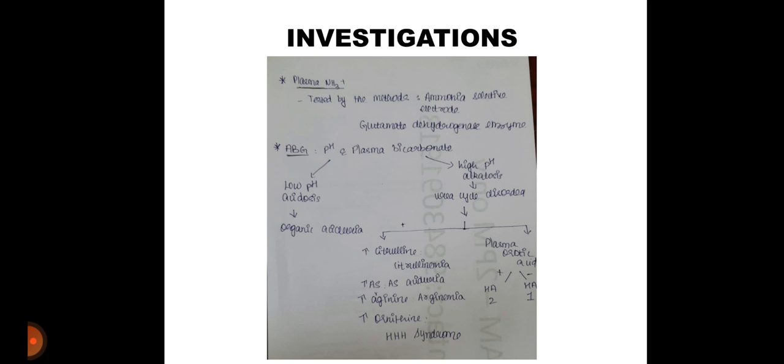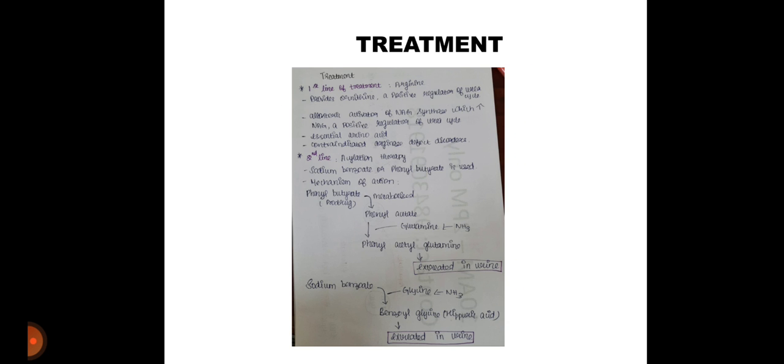Coming on to the treatment, the first line of treatment is arginine. Why are we giving arginine? Okay, I'll explain. It provides ornithine, a positive regulator of the urea cycle. Why? Because ornithine combines with carbamoyl phosphate to form citrulline, and it goes on in the cycle. And we'll be providing the allosteric activator, which is NAG. The enzyme used over here is NAG synthase, which increases the NAG, that is N-acetyl glutamate. It is a positive regulator for the urea cycle.